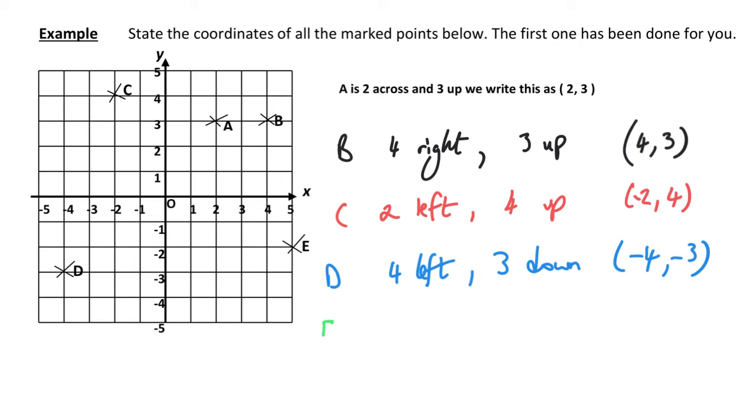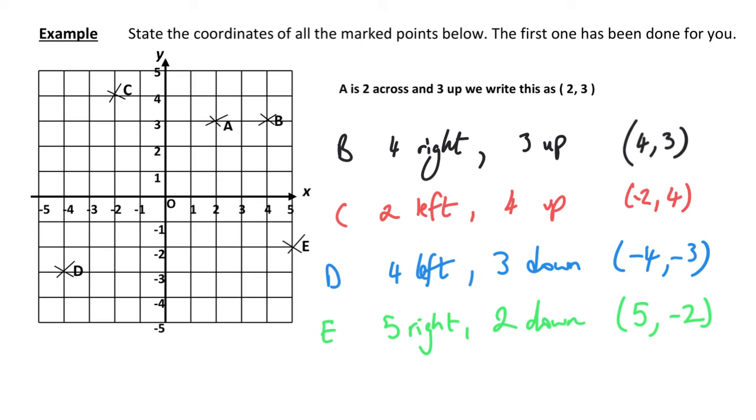And to get to point E, what we do is from the origin, we go 5 to the right and 2 down. So that's going to be (5, -2). So if we're going left, the first number, the x coordinate, is going to be negative. And if we're going down, the y coordinate is going to be negative.